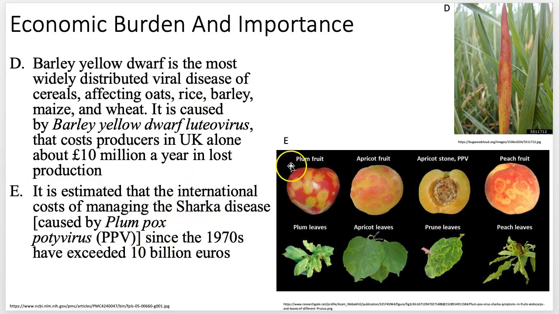What is this? Sharka disease. So that'll affect all these stone fruits. So you've got your plums, and your apricots, and your peaches, and things like that. There's something else, I just learned another one that's only in like India or something. I'll look it up later. 10 billion since the 70s. That's crazy. It affects the fruits, so the fruit don't look right. They probably don't taste right either, and the leaves don't look right. So man, it's really bad.